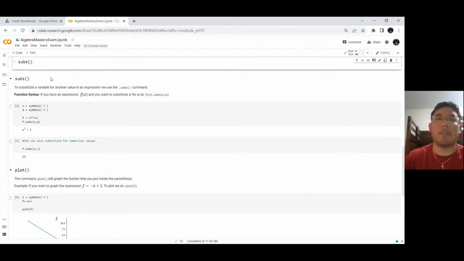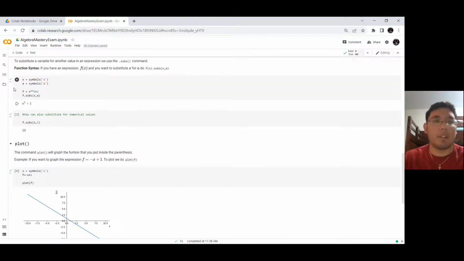Another command that you're going to be using a lot for algebra is subs. Subs is basically short for substitute, and that's if you want to add a numerical value or if you want to substitute variables for other variables. In this case, if I wanted to say instead of f of x, f of a or f of 3 or f of 10, we use a subs command.